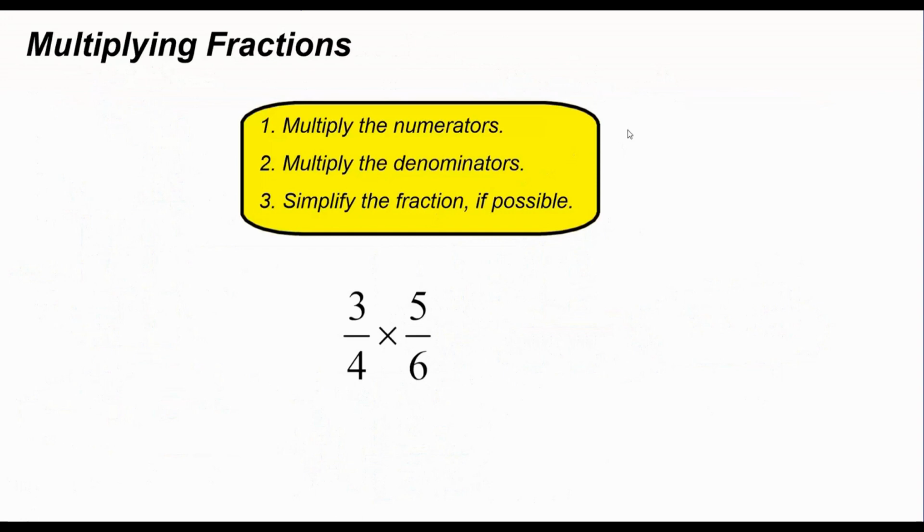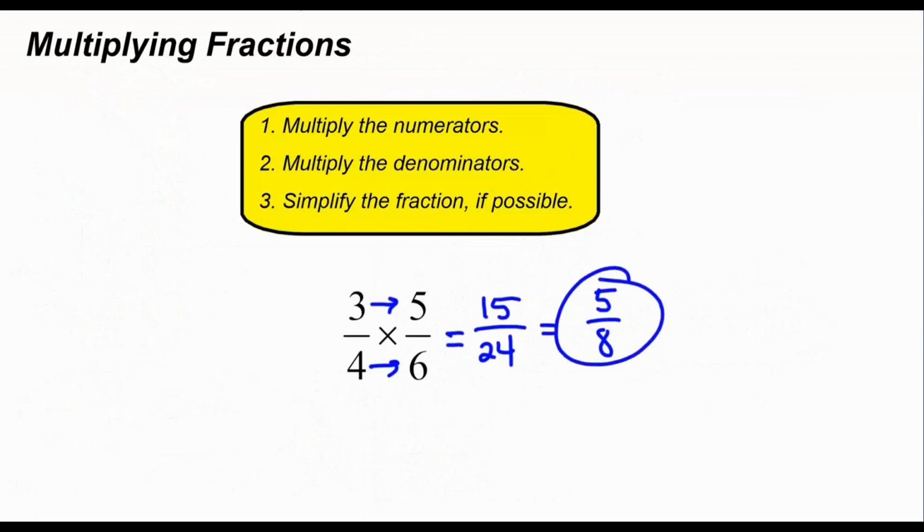Multiplying fractions, even more straightforward. We're going to multiply the numerators, we're going to multiply the denominators, and then simplify the fraction if possible. So really top times top, bottom times bottom, and then simplify. So in this case, 3/4 times 5/6 would be 15/24. And that can be simplified. These are both divisible by 3. We can simplify that to 5/8. And then again, we are going to apply our rules of multiplication for positives and negatives as well.